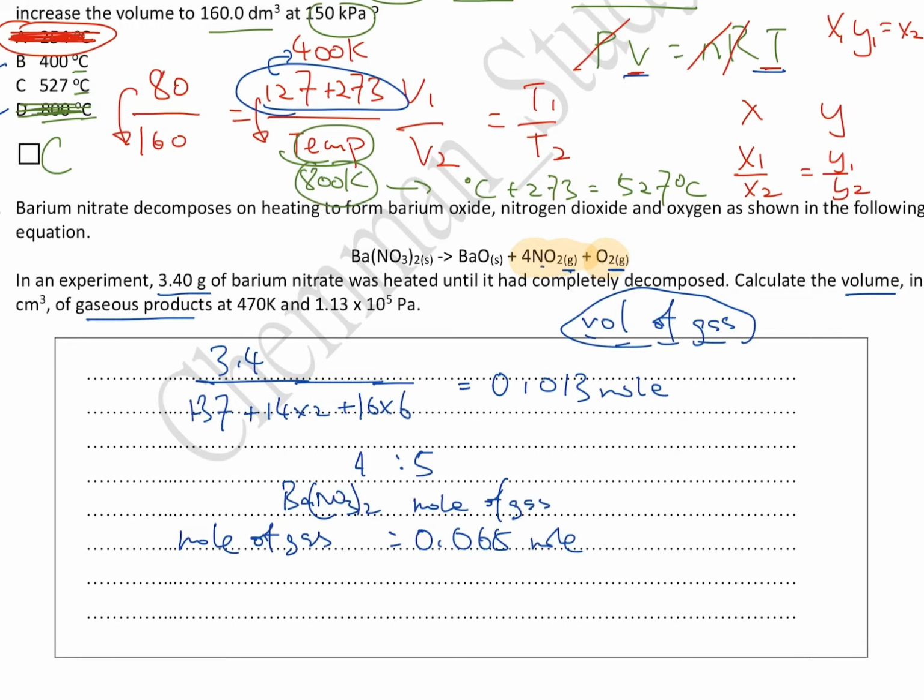Then once you know the mole, it's time to put everything into the ideal gas equation. R is 8.31, the mole is 0.065, and the temperature is 470. For pressure and volume, like what I said before, the unit is not really important, but make sure that you use them as a pair. For pressure, I just keep the unit in the question, therefore I'm using Pascal here. Then for the volume, remember that it is in meter cube.